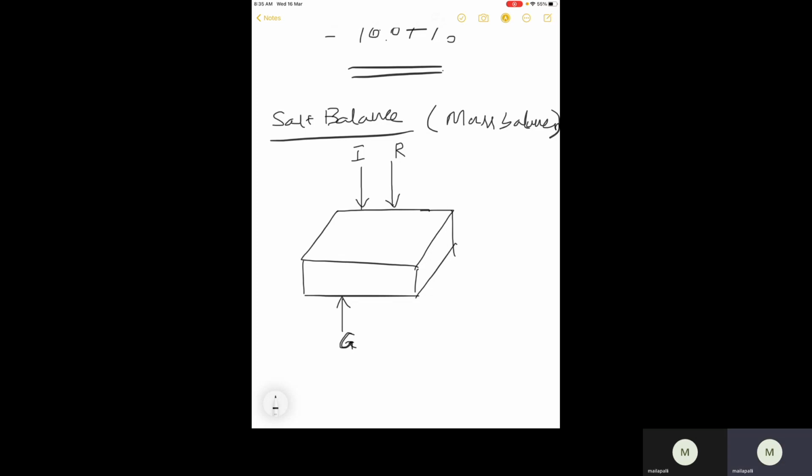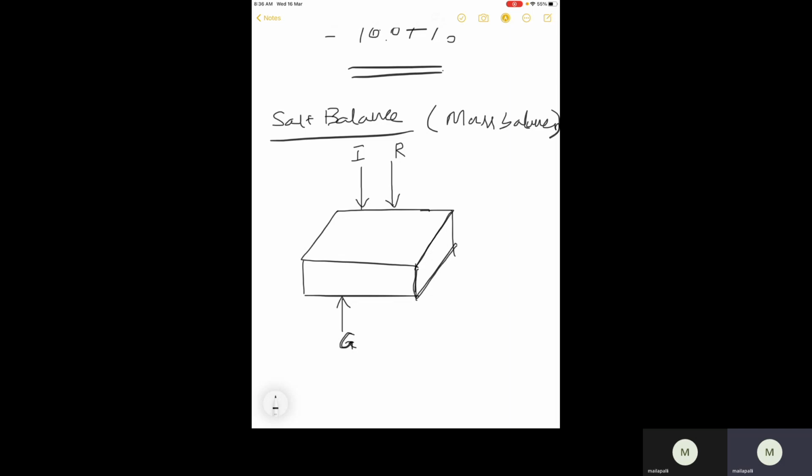Okay, so we are talking about the waters, because that's the driving force for the salts. So what are the ins and what are the outs? The salts present in irrigation water, rainwater, and groundwater can influence the total salts present in the soil root zone. So our interest is the soil root zone.